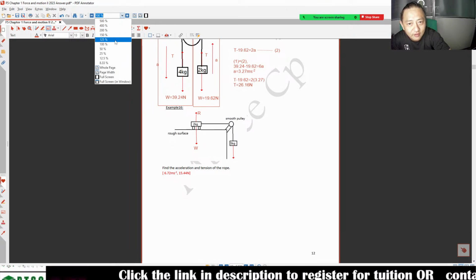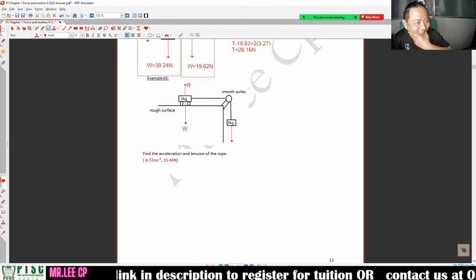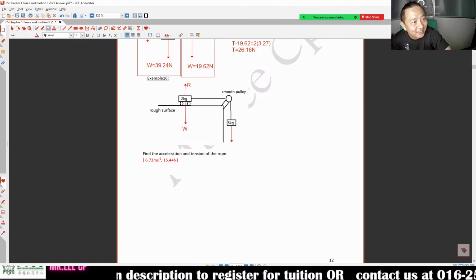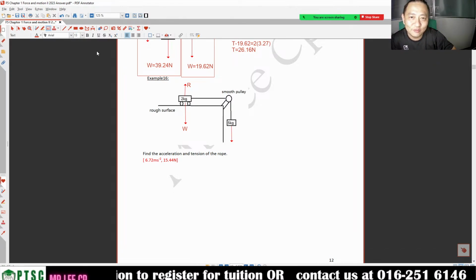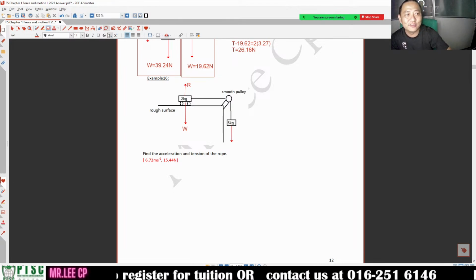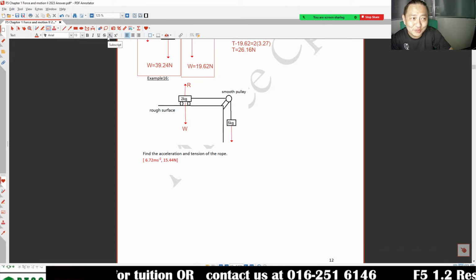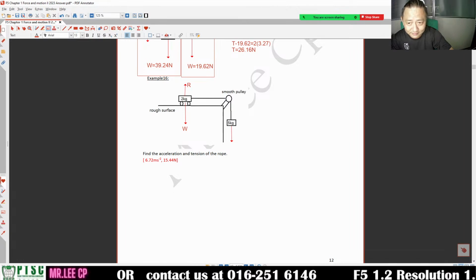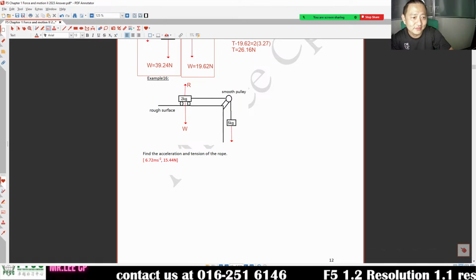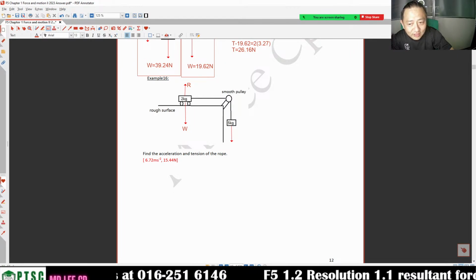So small, huh? Okay, make it bigger. Sorry. Next time you cannot see, you remind me, make it bigger. Because I'm very near to the screen, I can see it clear. Probably some of you are using handphone, so very small, very hard for you to see. Do let me know. R or W bigger?